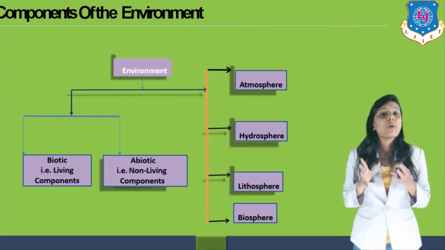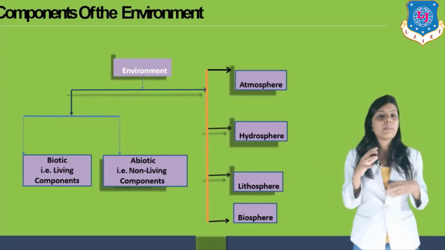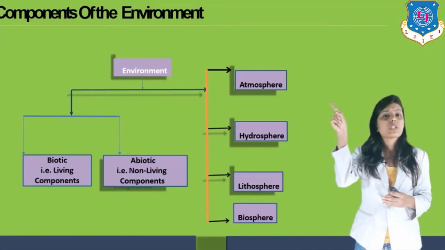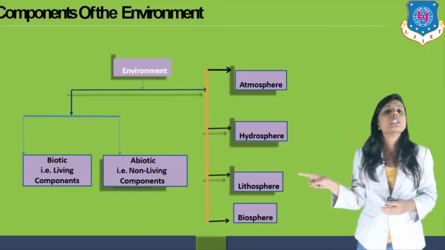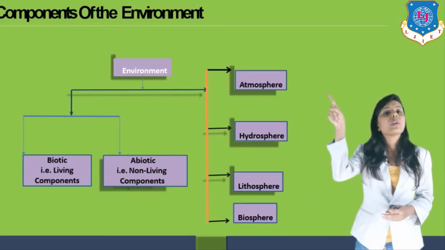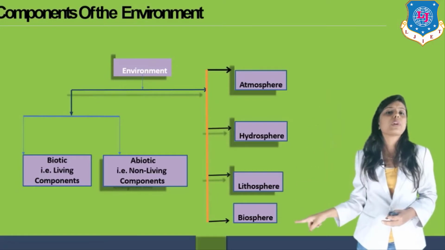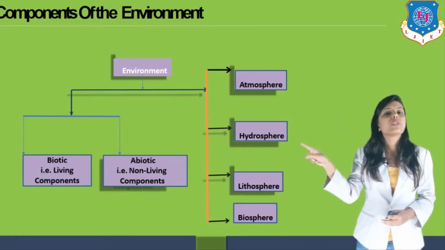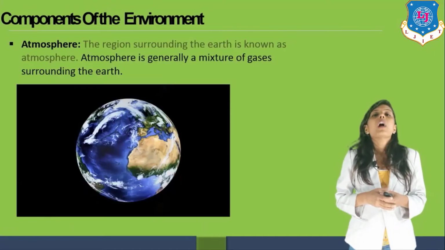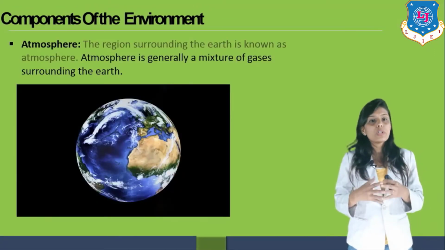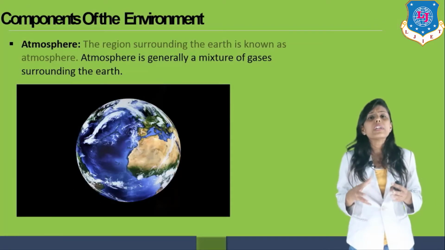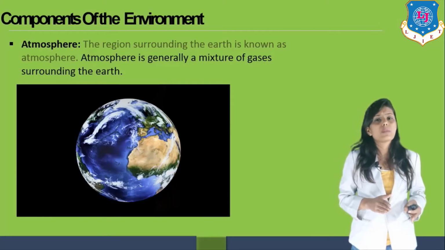Now, in biotic components also there are different components present. What are those components? First is atmosphere, second is hydrosphere, third is lithosphere, and fourth is known as biosphere. So biotic component consists of four components, which is atmosphere, hydrosphere, lithosphere, and biosphere. Now, in components of environment, the first component we are going to study is atmosphere. So what is atmosphere? The region surrounding the earth is known as atmosphere.